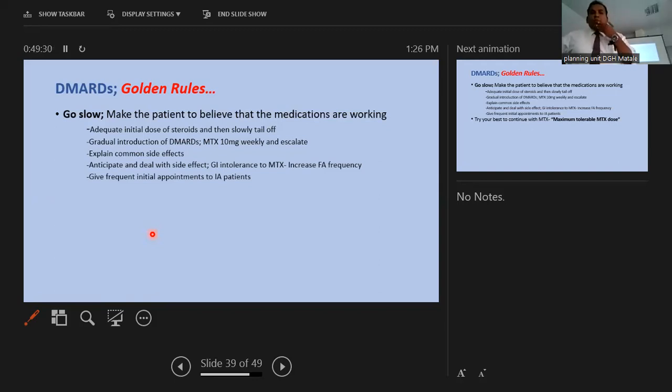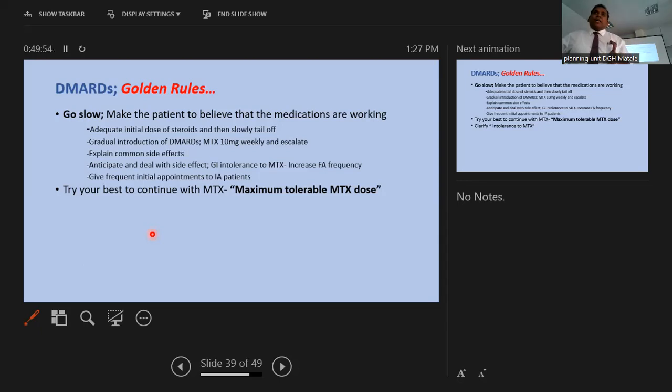And the most important thing is to give frequent initial appointments for inflammatory arthritis patients. See them frequently and escalate the medication slowly. The second point is, try your best to continue with methotrexate and establish what the maximum tolerable dose of methotrexate is.